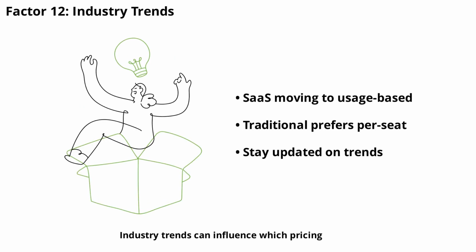Industry trends can influence which pricing model is more common or advantageous. Many modern SaaS companies are shifting toward usage-based pricing to offer more flexibility. However, traditional industries may still prefer per-seat pricing for its predictability. Stay informed about trends in your sector to ensure your choice remains competitive.